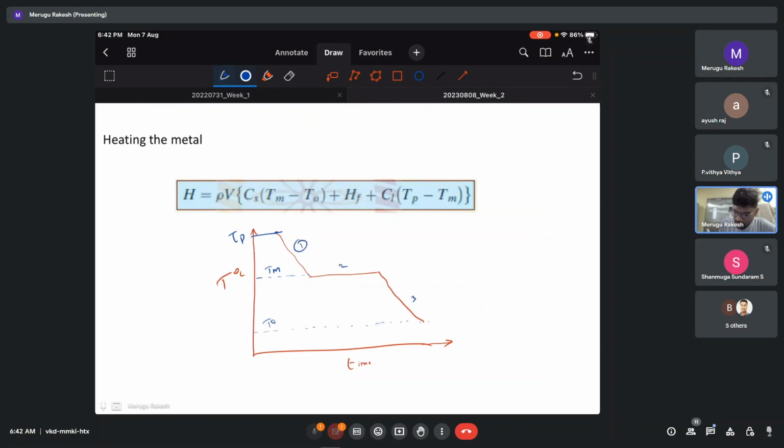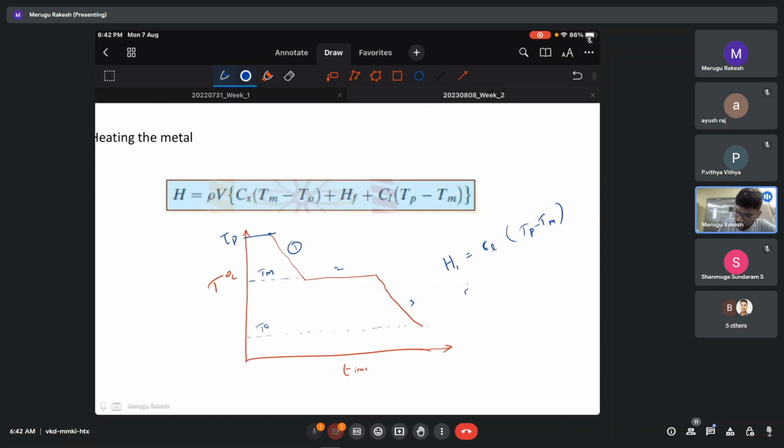The first region, if you see the enthalpy formula, is nothing but specific heat, that is mass, or density times volume, multiplied by Tp minus Tm. That is H1, the enthalpy in region 1. Okay, similarly H2 is the latent heat portion, so it is just rho V Hf. That is H2. Then H3 has to come from the freezing point to room temperature, so we multiply with Cs and Tm minus T naught. Okay, so we are cooling through region one, two, and three.